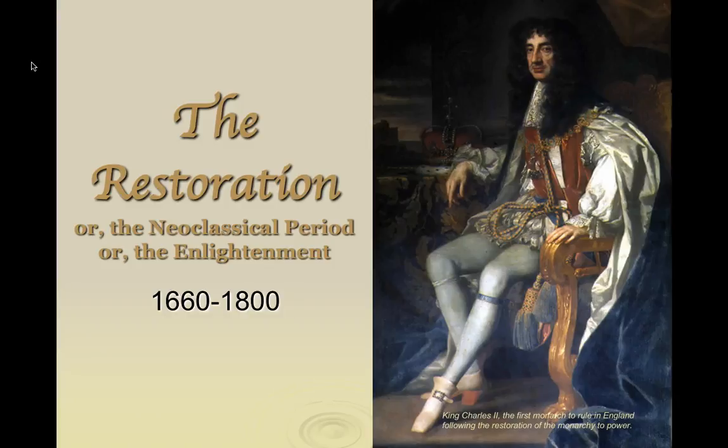Mrs. Firth here to talk to you today about the Restoration period, also known as the Neoclassical period, or also known as the Enlightenment. It's from the time period of about 1660 to 1800. We call it the Restoration first and foremost, and that's what I'll usually be referring to it as in class because it's about the time period after the monarchy was restored in England. And I'll tell you in just a moment what it was restored from.